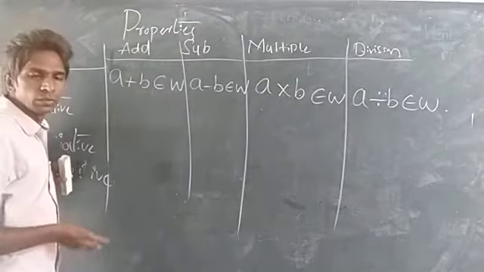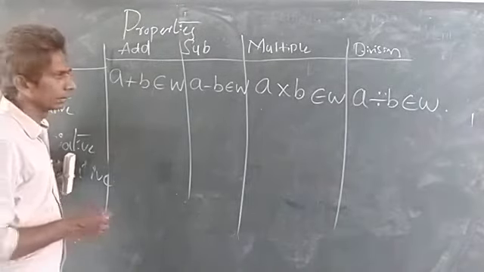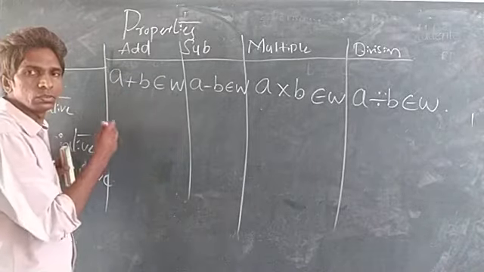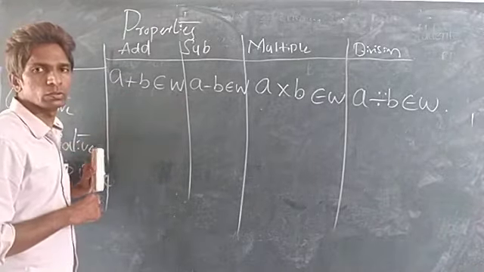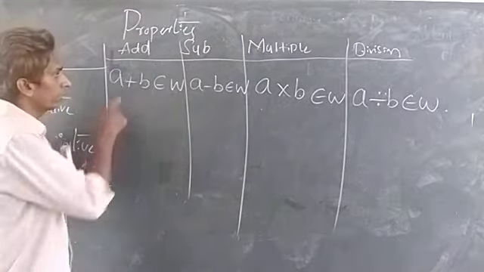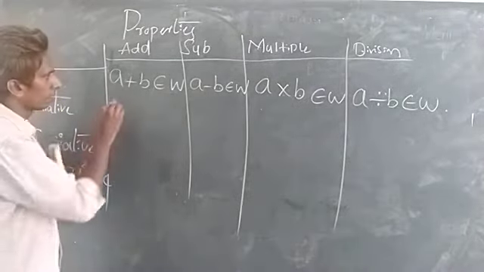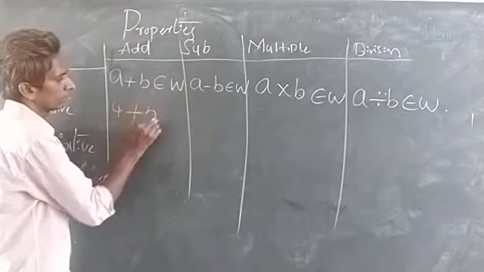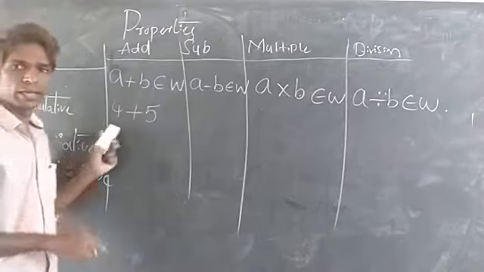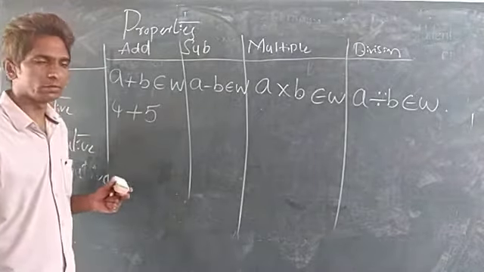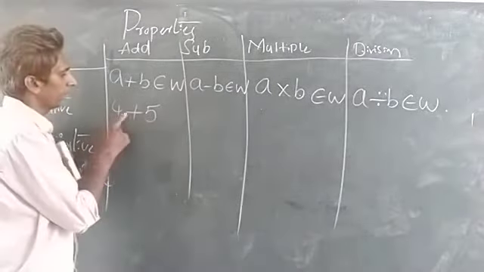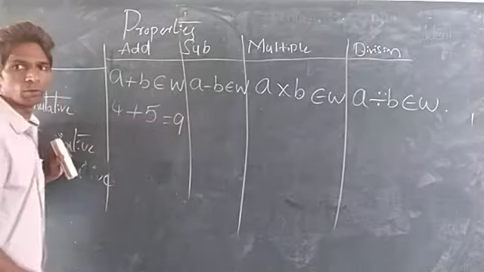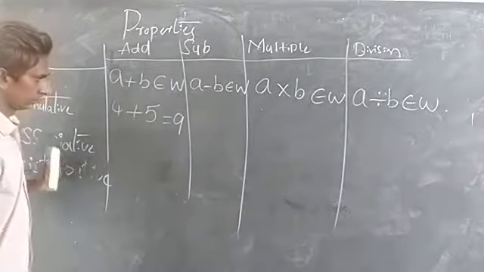Let us see. I will take one example. So A is equal to whole numbers. Whole numbers means 0, 1, 2, 3 and so on. So I am taking A is equal to 4 and B is equal to 5. So A plus B, 4 plus 5 is equal to 9.